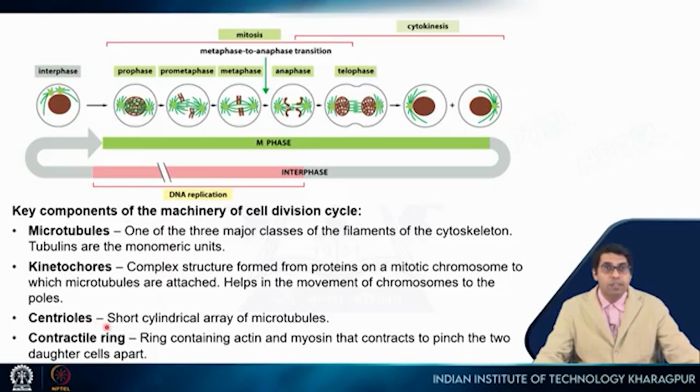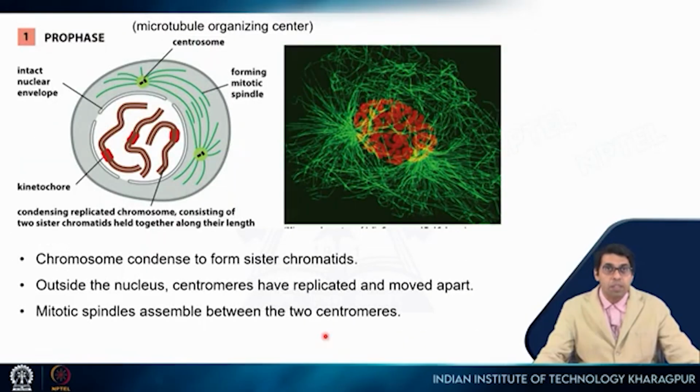Then there are centrioles. These are short cylindrical array of microtubules. These centrioles are at the two ends of the cell. So, they form the two poles, and then there is the contractile ring. This ring contains actin and myosin, and they contract to pinch the two daughter cells apart. So, this pinching that happens, this is because of these actin and myosin cytoskeleton proteins. So, let us look at the different phases of the M phase or mitosis.